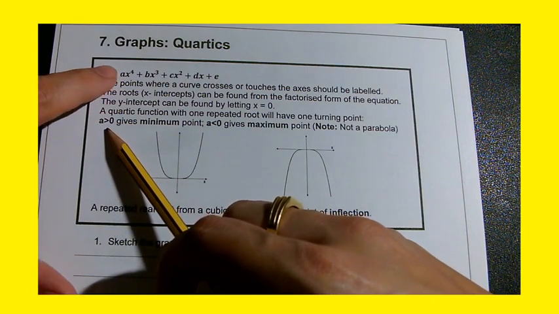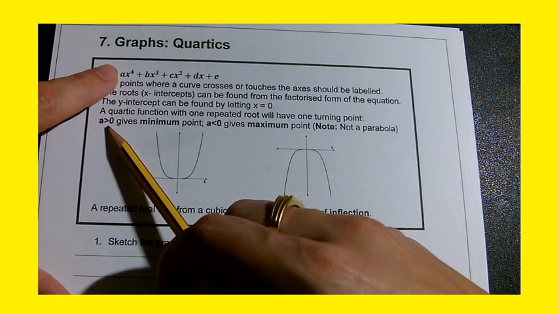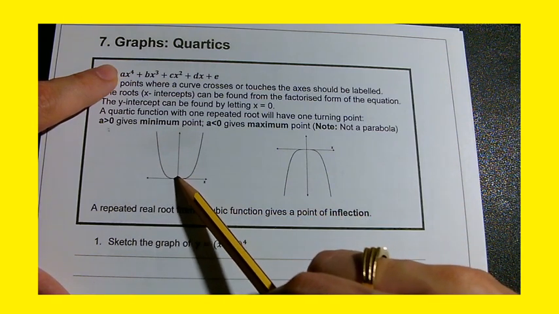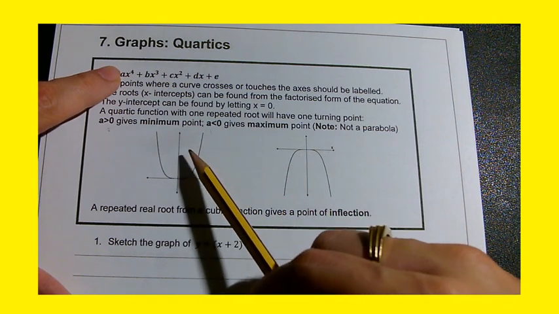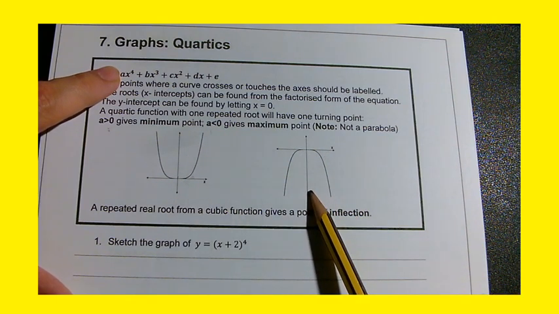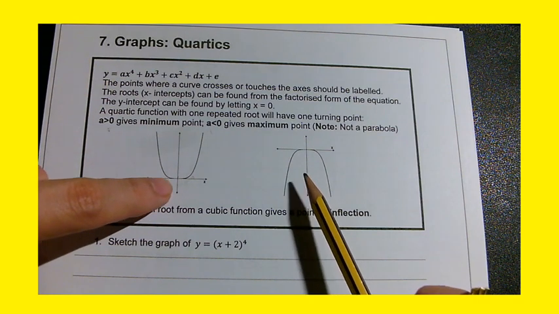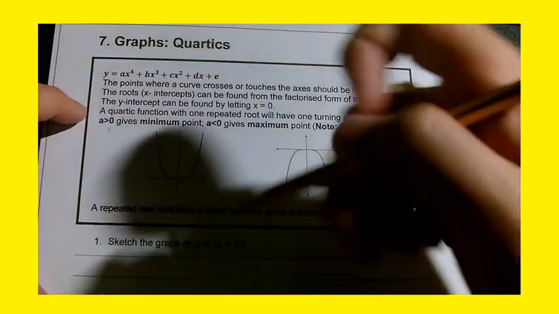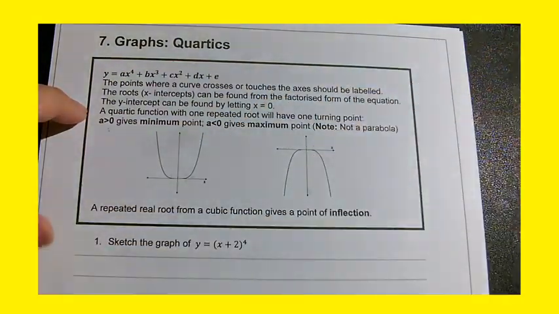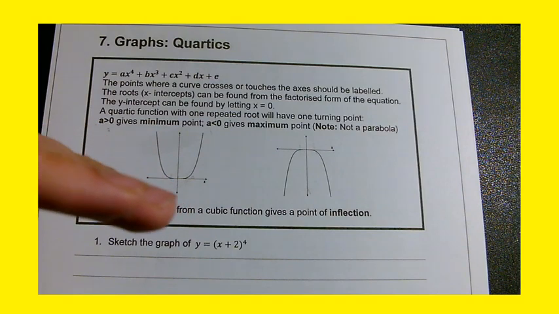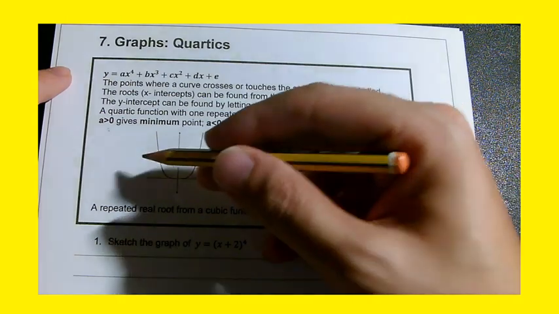If the coefficient of a is positive, then you will have a minimum point. If the coefficient of a is negative, you're going to have a maximum point. So this is a positive quartic, and this is a negative quartic. Now it's really important to note that although this might look quite similar to a quadratic, if you were to zoom in on this section here and here, it's actually a lot more squished towards the x-axis compared to a quadratic. A quadratic will be a lot steeper.